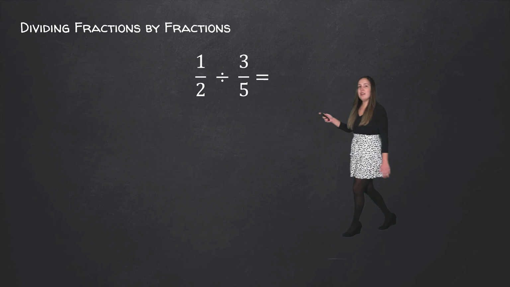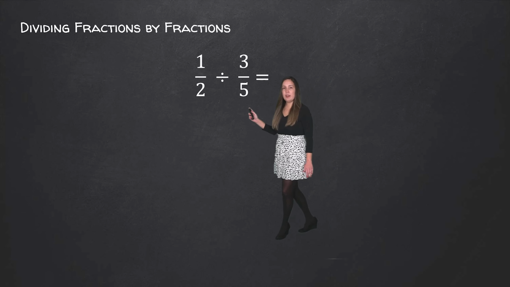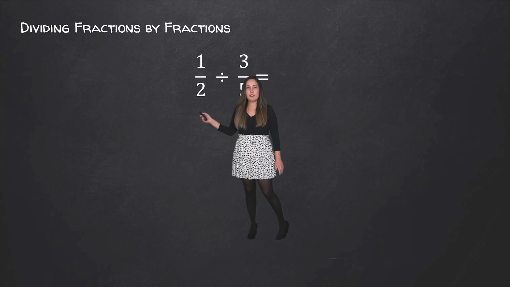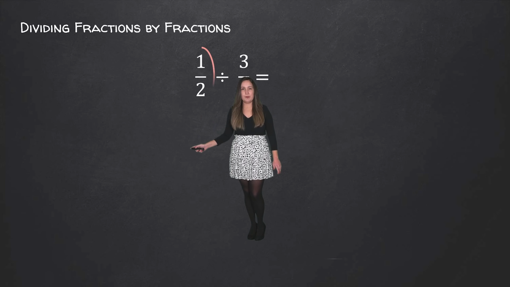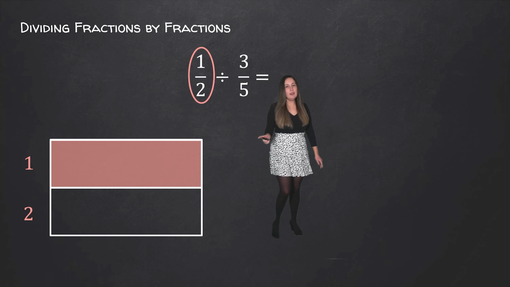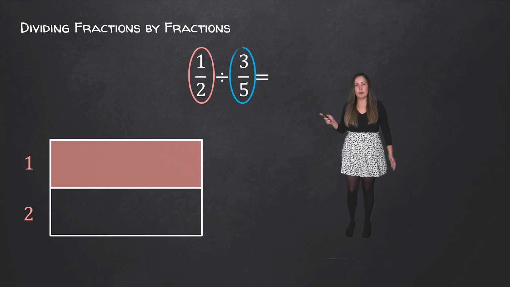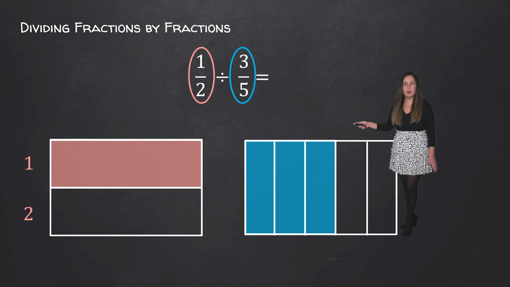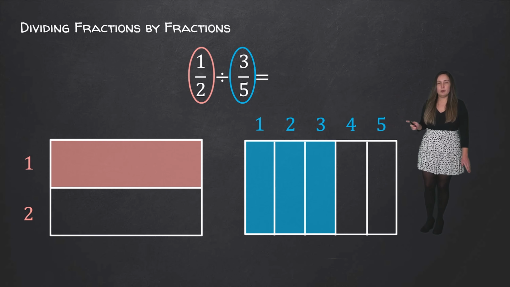So here we have another example. 1 over 2 divided by 3/5. First, let's represent 1 over 2. And that can be represented by one shaded piece out of 2 equal parts. Then we're going to go ahead and represent 3/5. And we're going to cut this in the opposite direction, so vertically. So here we have 3 out of 5 equal parts.